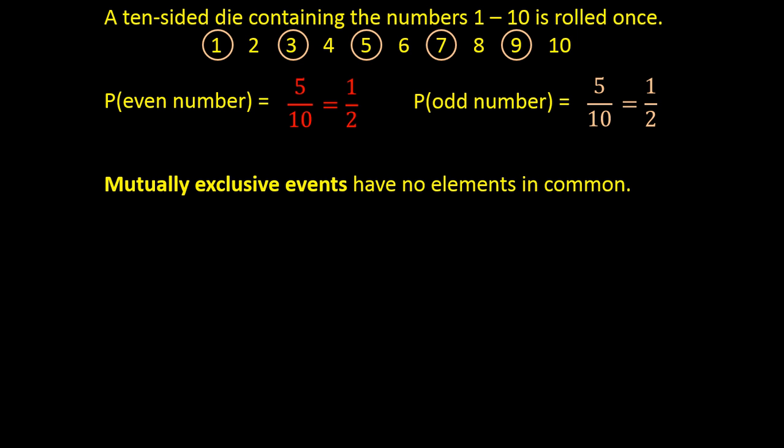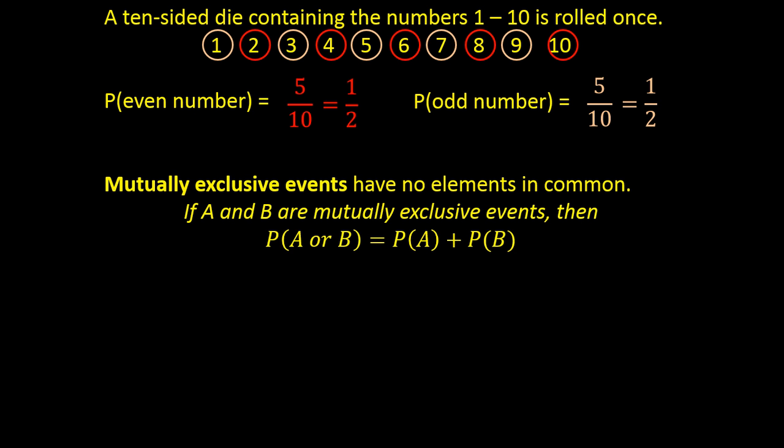Now if you think about those two events, rolling an even number or rolling an odd number, those two events are called mutually exclusive events because they have no elements in common. In fact, the even numbers, the 2, 4, 6, 8, and 10, you can see them circled in red, and the odd numbers, circled in pink, have absolutely no overlap, so they're considered mutually exclusive. Now, if two events are mutually exclusive, then the probability that one of those events happens or the other event happens is equal to the sum of the probabilities of the two events happening separately.